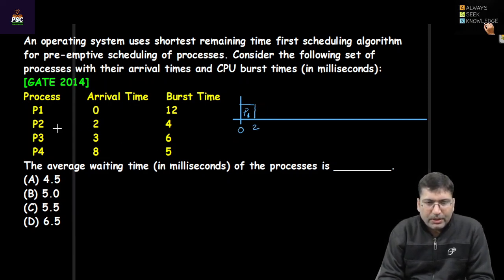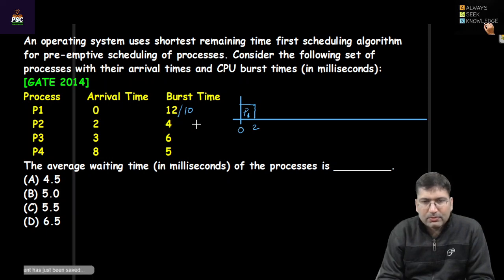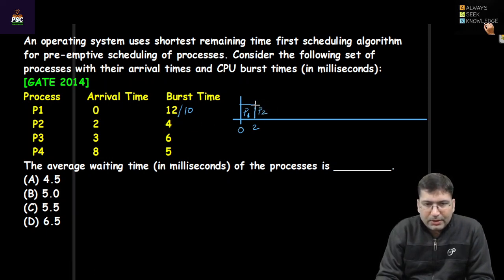And at this moment P2 has arrived. So that means now P1 is requesting 10 cycles because 2 already has been consumed, and P2 is requesting only 4 cycles. So P2 will be scheduled here, and P2 will keep on executing till, let's say, 3, and at 3 another process has arrived.